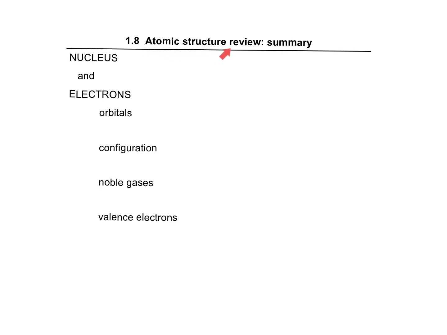So as we close out our brief review of atomic structure, remember we want to think about the nucleus compared to the electrons. In the nucleus, we are talking about protons, which have a positive charge, and neutrons, which have no charge. And we also have to be aware of the fact that there are isotopes, which would be different atoms of a particular element that have a different number of neutrons. We also have to think about electrons.